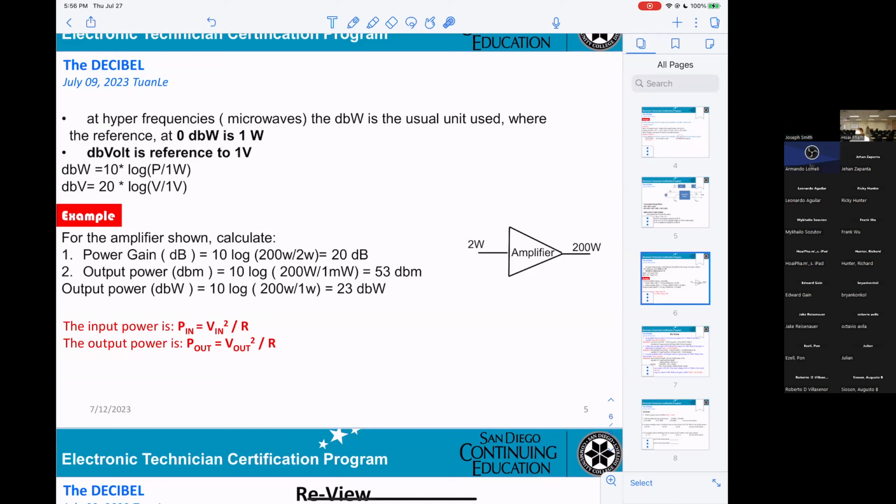Input power, you know that formula. P in equals V squared over R. Okay. Output power P out equals V out squared over R.